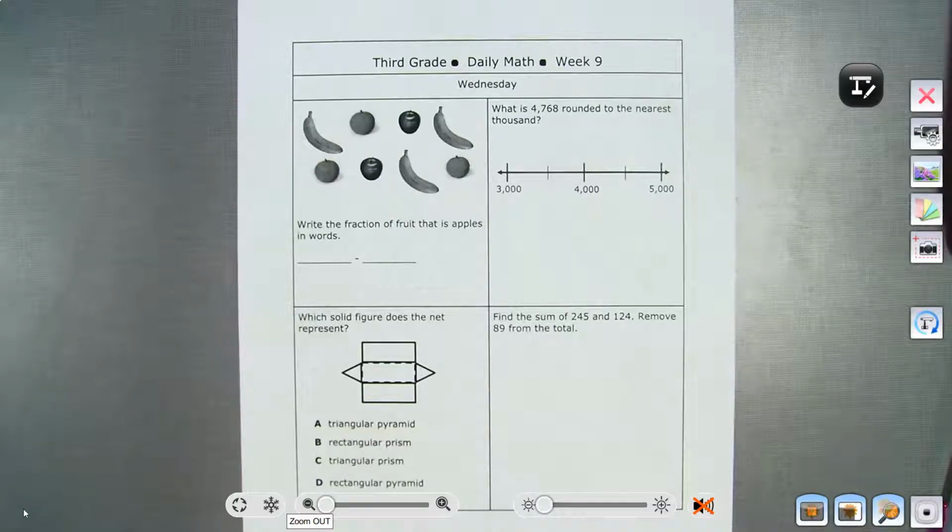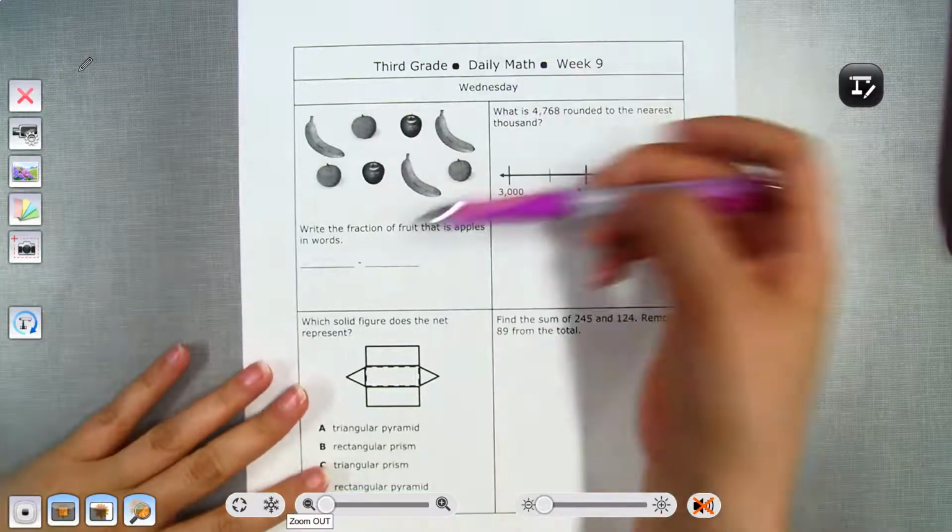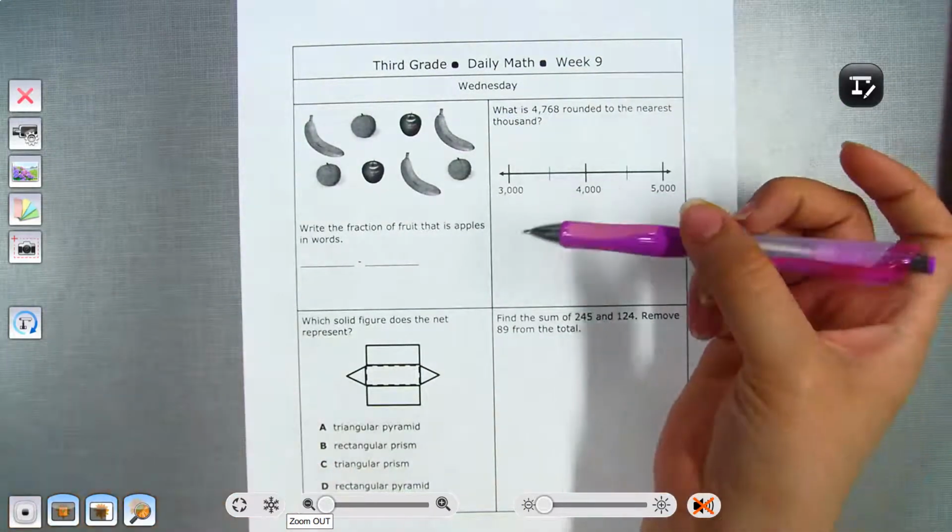All right, guys, so we are going to do our daily math, and we're on Wednesday. Remember, we're a little behind on our daily math. Let's look here. This one is kind of just a different mix of concepts.